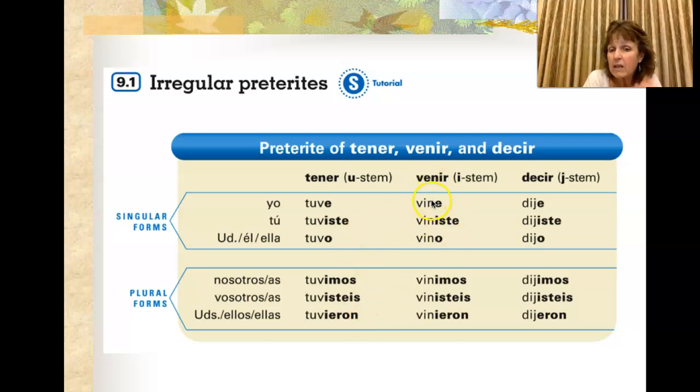For venir, it is just the vowel that changes. Vine, viniste, vino, vinimos, vinieron. For decir, look, again, it changes both the vowel and one of the consonants. And this is the one that has the J stem. You have the letter J. The ones that have the letter J have one other thing different from the other ones, which is that instead of ieron, they have just eron in the third person plural, right?